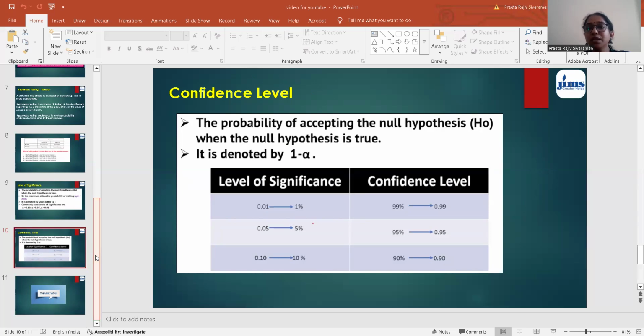I hope you understood the basics of hypothesis testing: the two types of hypothesis, the types of errors, the confidence level, and the level of significance. These are the basic topics we start with when we make students understand hypothesis and hypothesis testing when they go for research purposes and all.